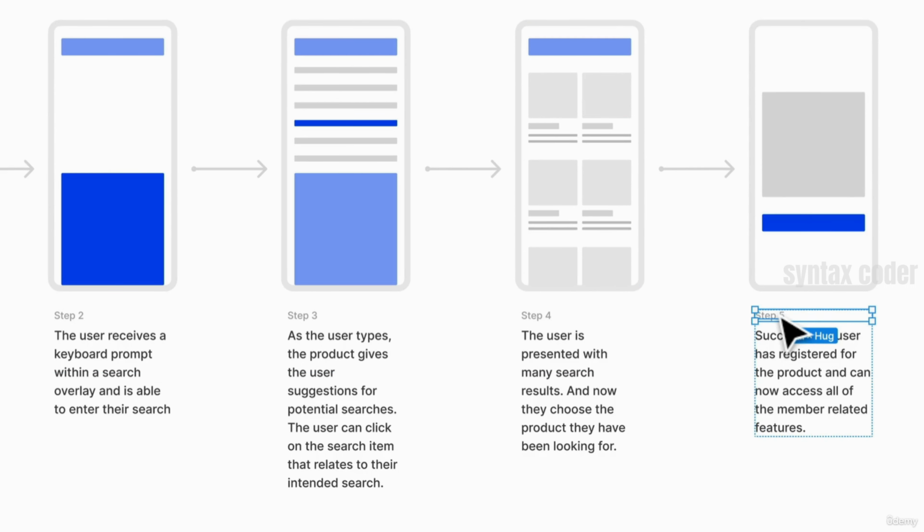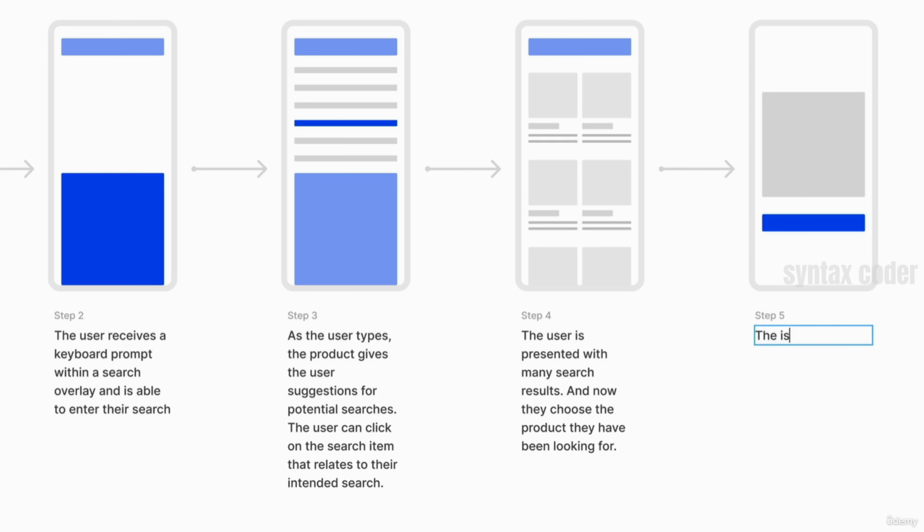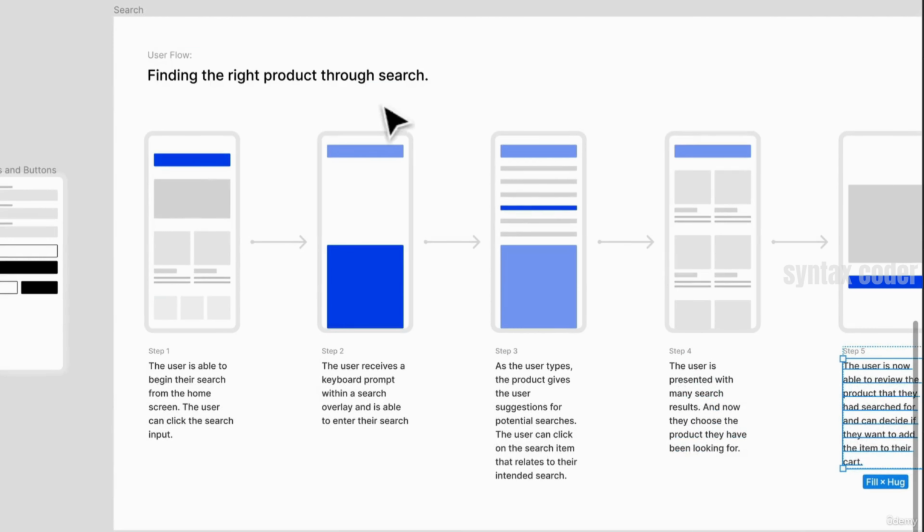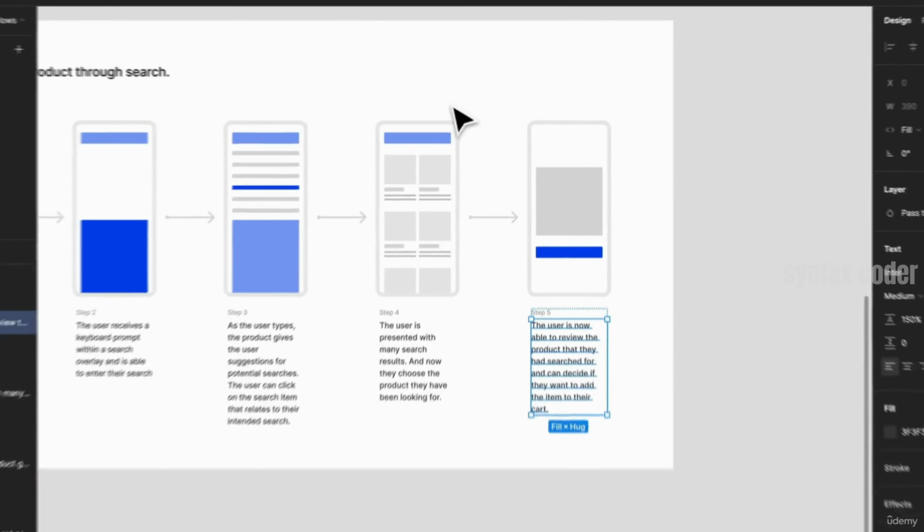And then we have maybe our step 5 here, where the user is finally in the product page. So the user is now able to review the product that they had searched for and can decide if they want to add the item to their cart. So this is a very important step as well, because this is actually the end, right? This is our goal, and we've found the right product through the goal.